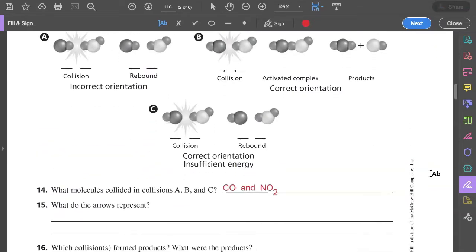Well, you'd have to look in the book for this or recall what I did on the board in the first video. But this is carbon monoxide and this is nitrogen dioxide. Just so you know, that's not something I would expect you to remember. I would either give you the equation or give you the reaction and you solve it from there. What do the arrows represent?